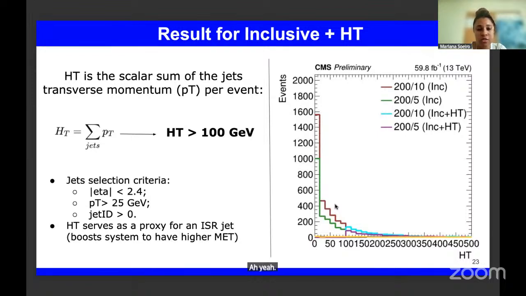Here we use selection criteria for the jet part, considering eta, PT, and the jet ID. Here we can see the inclusive distributions, and these are the original ones without the ISR contribution. But when we add that, you have a boost. We have a shift to the right part.